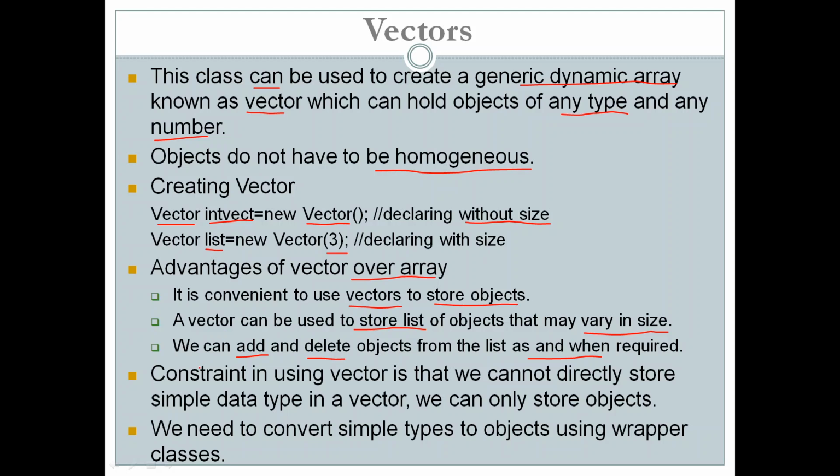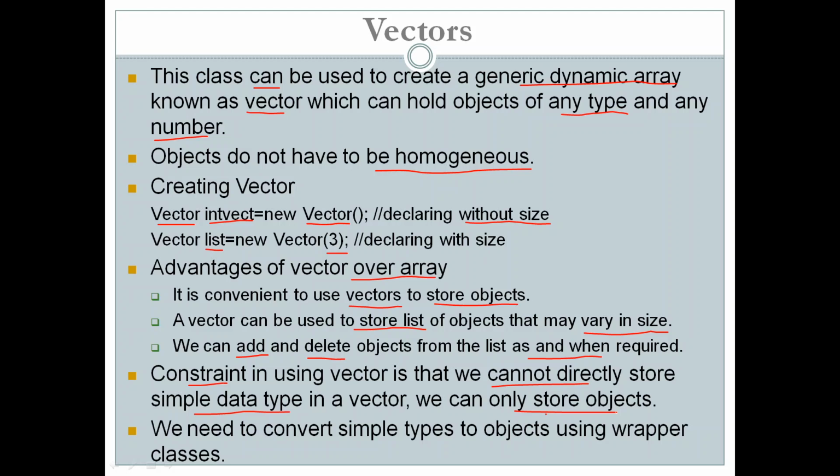There are also constraints in using vectors. The constraint is that we cannot directly store simple data types in a vector. We can only store objects in the vector. So a vector cannot be used directly to store primitive data values. Vector can only store objects, and that is the constraint in using vectors.